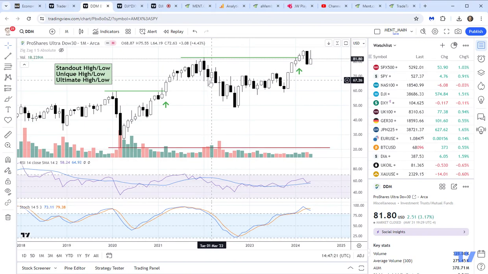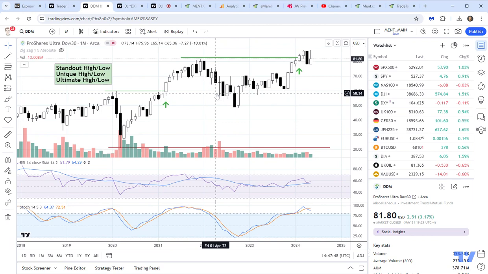So now understand as we break down here, this has got to be an ultimate low. 1, 2, 3, 4, 5, 6, 7, 8, 9, 10, 11, 12, 13, 14, 15, 16, 17, 18, 19, 20. Doesn't quite qualify. So it's got to be a unique low, a low that has not been touched in the last 15 to 20 bars. This one may qualify. I'm going to do a count real quick.